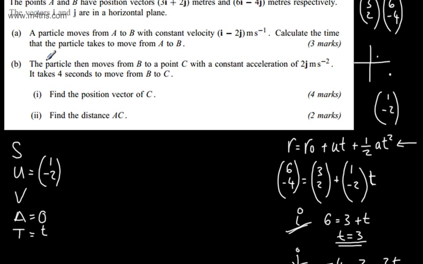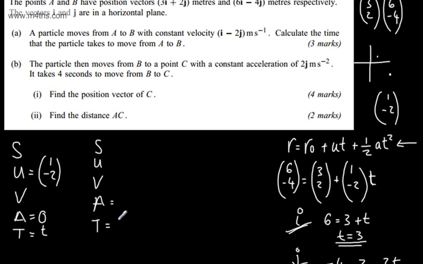In part B, it says the particle then moves from B to a point C with constant acceleration of 2j meters per second squared. It takes 4 seconds to move from B to C. In the first part for 4 marks, we need to find the position vector of C, and in the second part, we need to find the distance AC. So if we collect this up using SUVAT, again, you don't have to do this, but it might help.